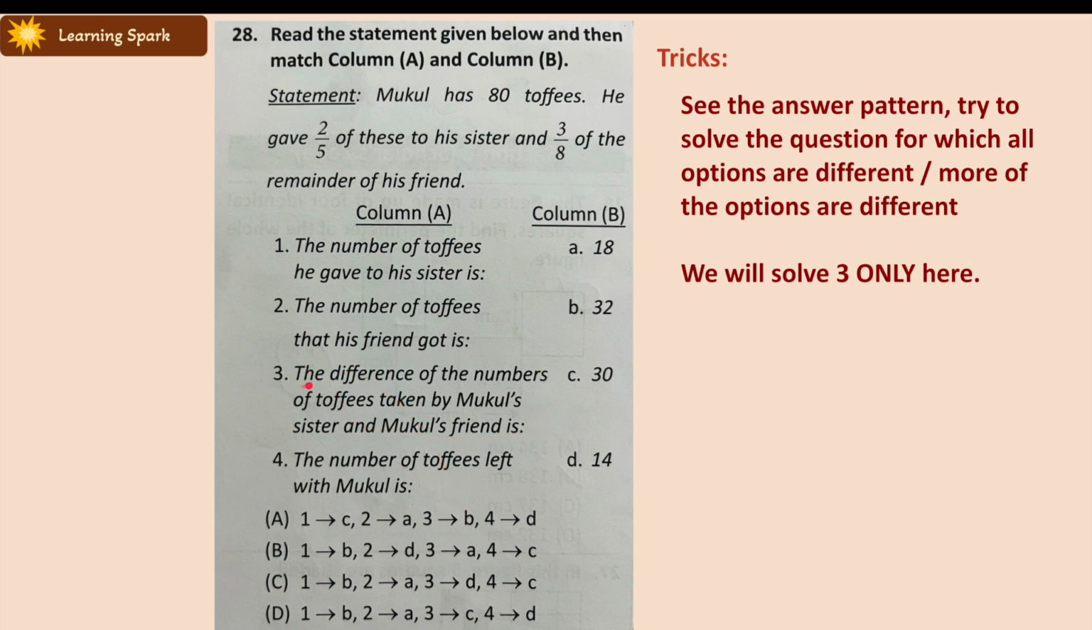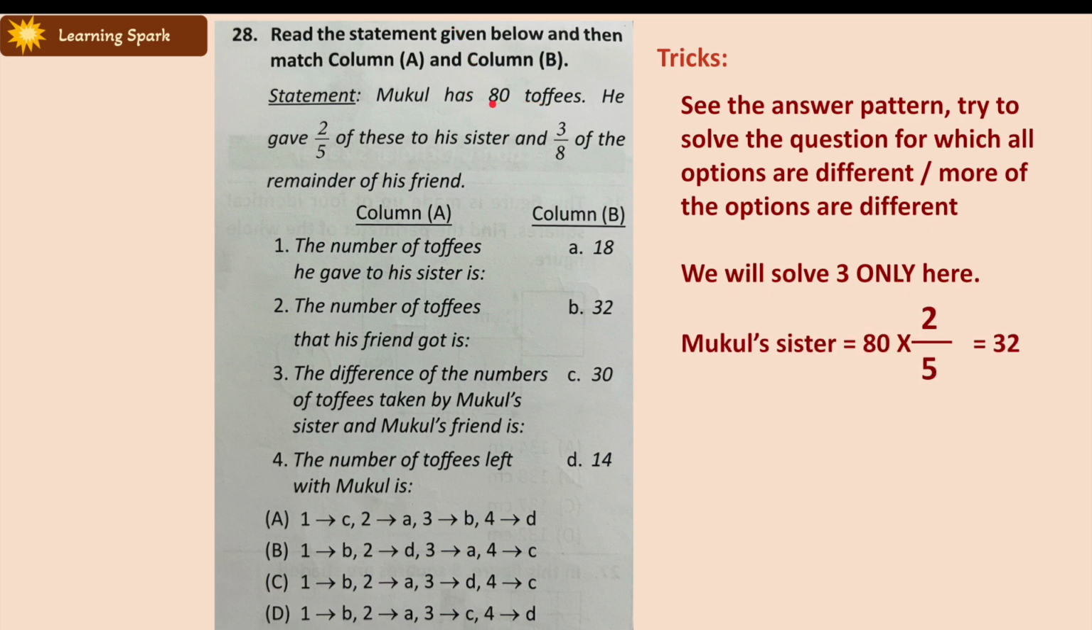So question 3 says the difference of numbers of toffees taken by Mukul's sister and Mukul's friend. Okay. So how many toffees Mukul's sister has taken, we will find out. And how many toffees Mukul's friend has taken, we will find out. Then we will subtract them. Okay. So let's go to the sum now.